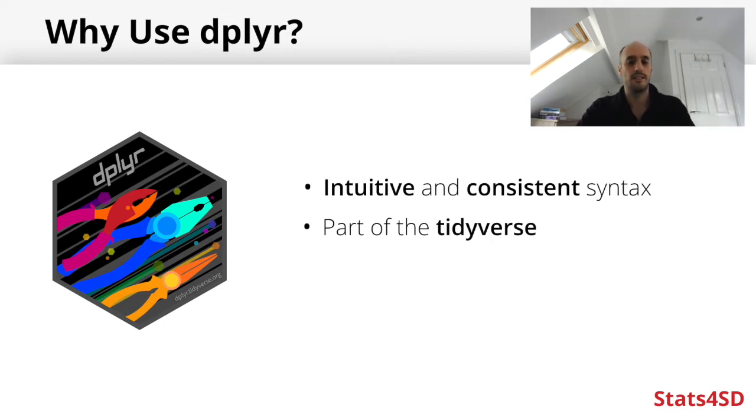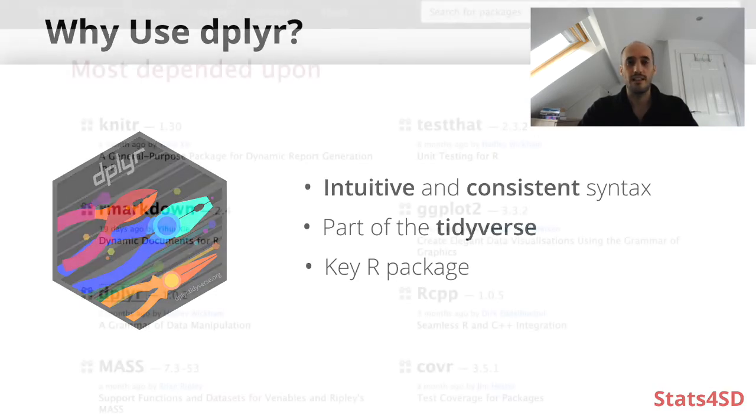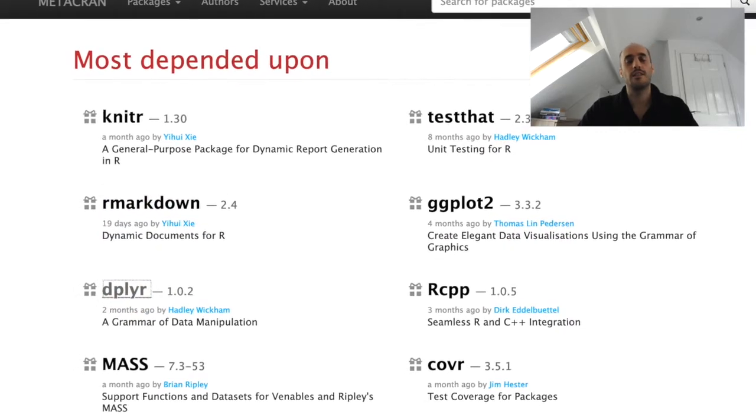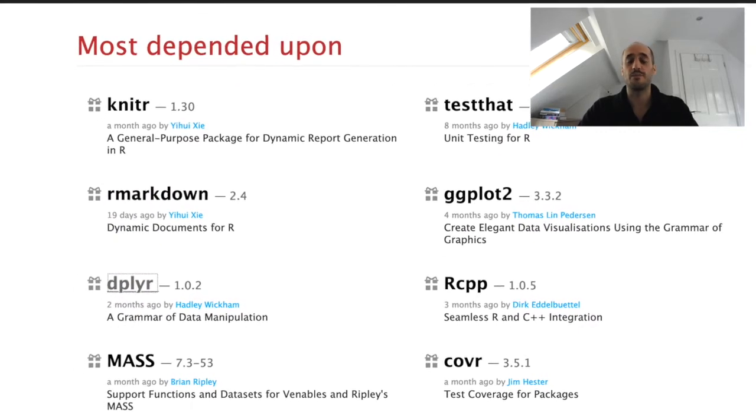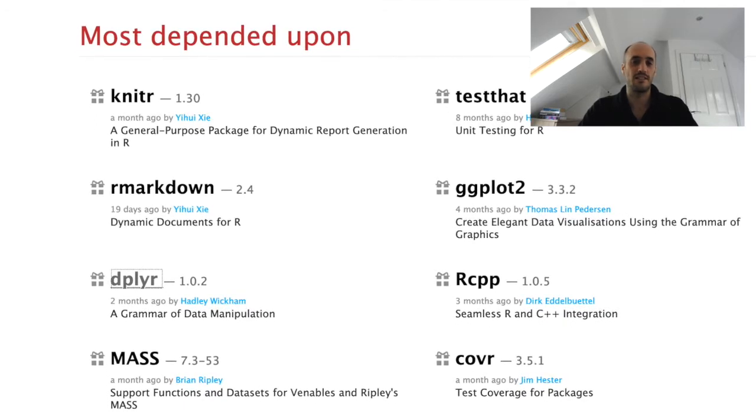The third reason is simply because dplyr has become one of those key R packages that are changing the way people work with data. If you look at the packages that are used the most by other packages, you see that dplyr is ranked fifth out of more than 15,000 packages. That means that even the other potential packages that you may consider using for data manipulation, lots of them would actually be based on dplyr, on the functions of dplyr. By the way, if you look at the fourth one in the list, it's ggplot.